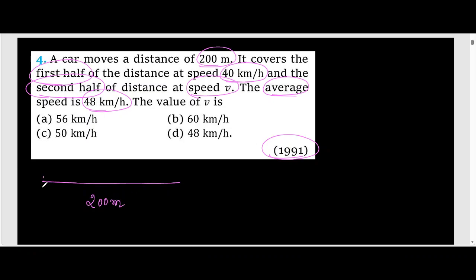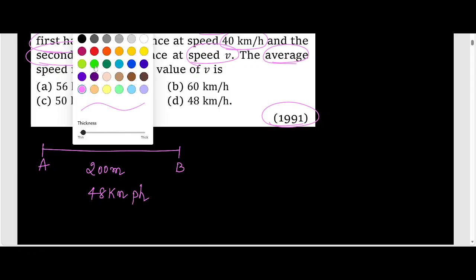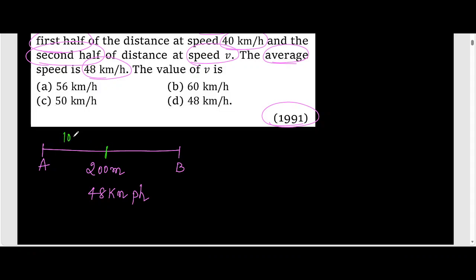Let us take it as A to B. And for this entire journey, what was the average speed? It is 48 kilometers per hour. No need to convert it into meter per second because all the options are in kilometers per hour. For the first half, meaning the first 100 meters, the car is moving with a speed of 40 kilometers per hour. And the next 100 meters, it is traveling with the speed of v kilometers per hour. Now you have to find out the value of this v. Simple, right? Equal distances, 100, 100.